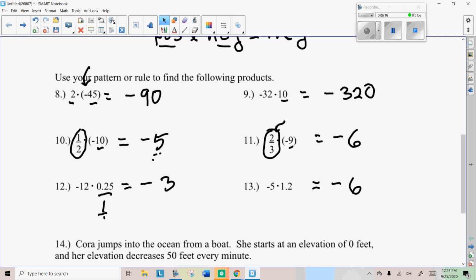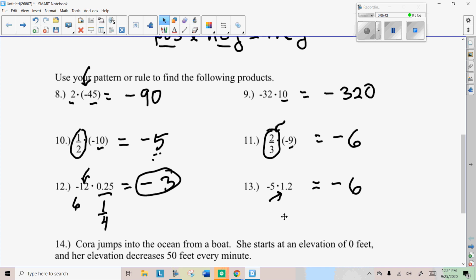Okay, 0.25 is really the same as 1/4 of it, right? And one way you can do 1/4 is first do a half. Half of 12 is 6, and then do half of that half. A fourth is half of a half, right? You're splitting it into 2 parts twice. So half of 6 is 3. So we get -3.